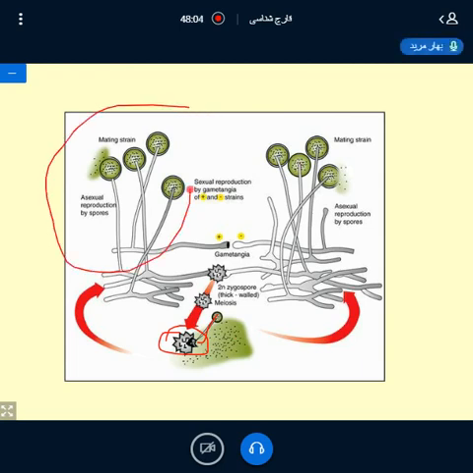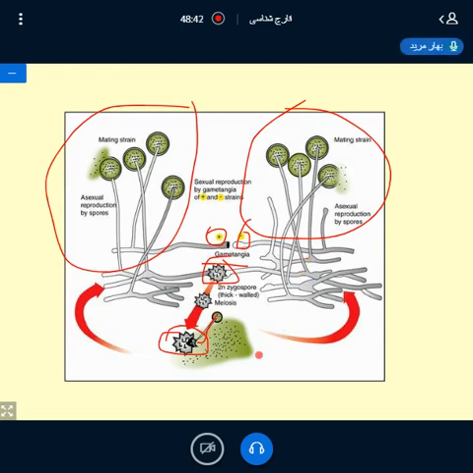Two mating strains, male and female. After contact, they produce gametangia, male and female. After fusion, these two gametangia produce zygospore, and zygospore germinates and produces mycelium and sporangium.